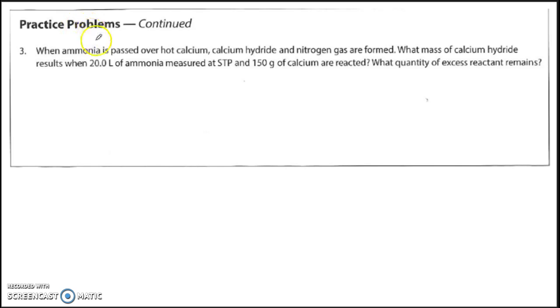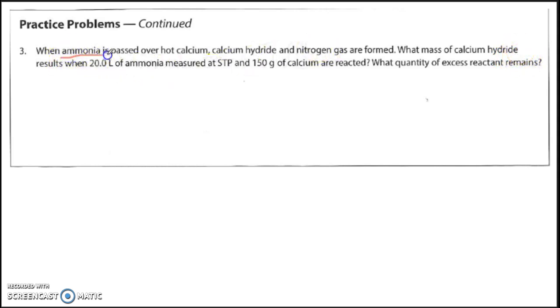So this problem says when ammonia is passed over hot calcium, calcium hydride and nitrogen gas are formed. What mass of calcium hydride results when 20 liters of ammonia measured at STP, 150 grams calcium are reacted? What quantity of excess reactant remains? So first we need an equation.